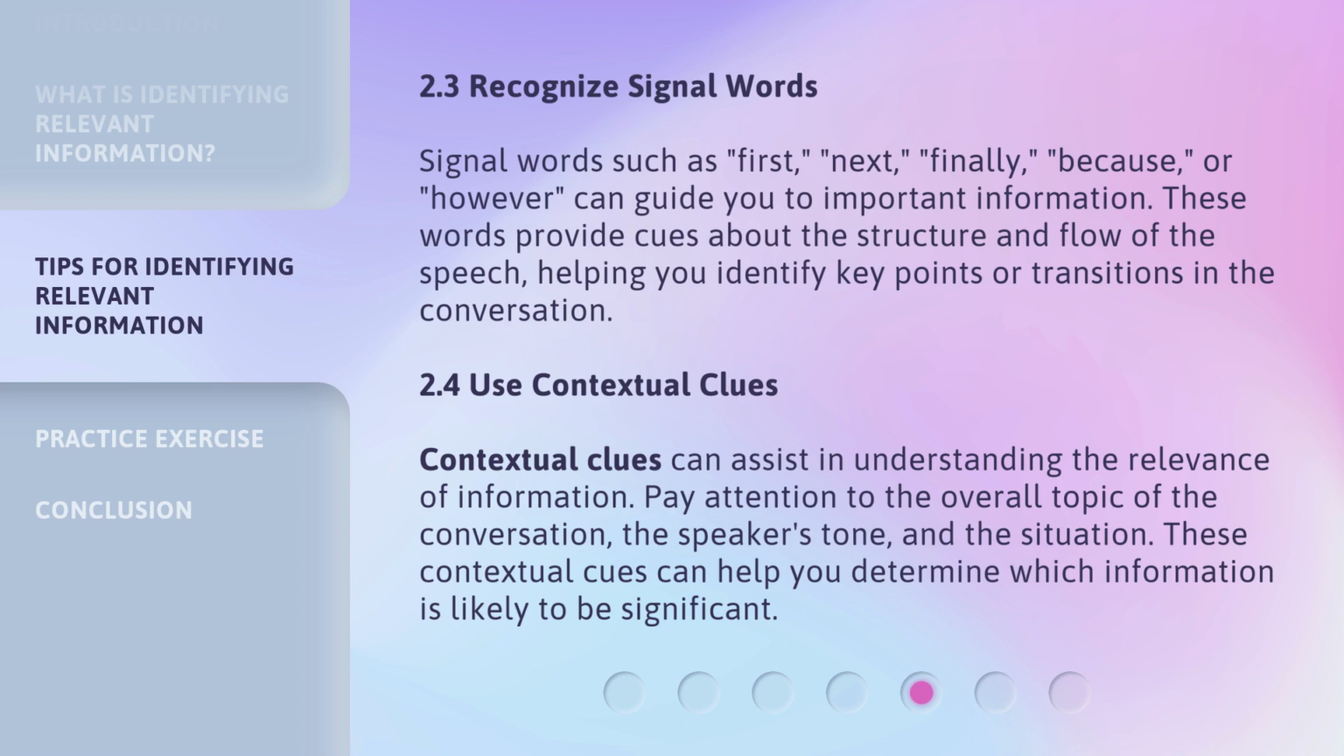Contextual clues can assist in understanding the relevance of information. Pay attention to the overall topic of the conversation, the speaker's tone, and the situation. These contextual cues can help you determine which information is likely to be significant.